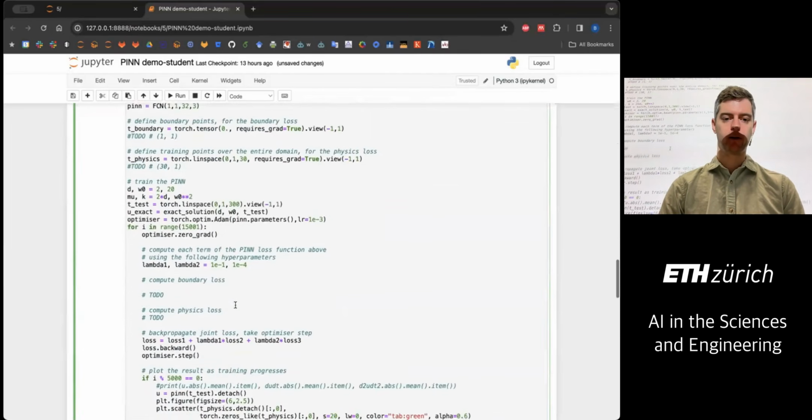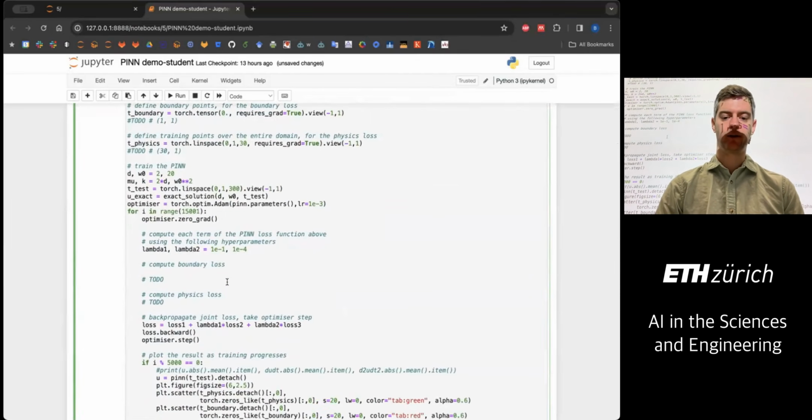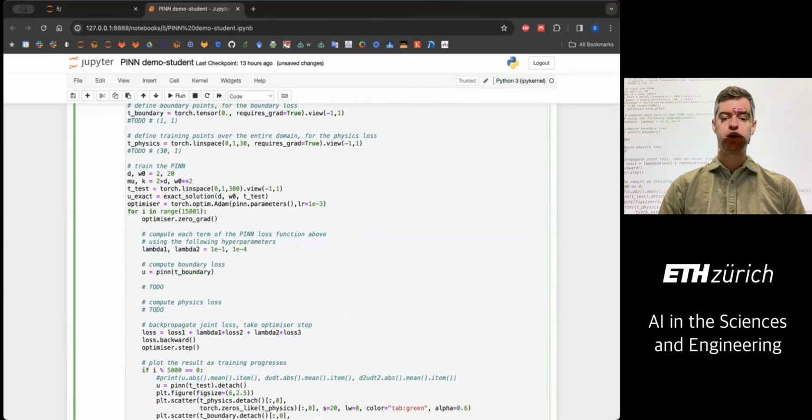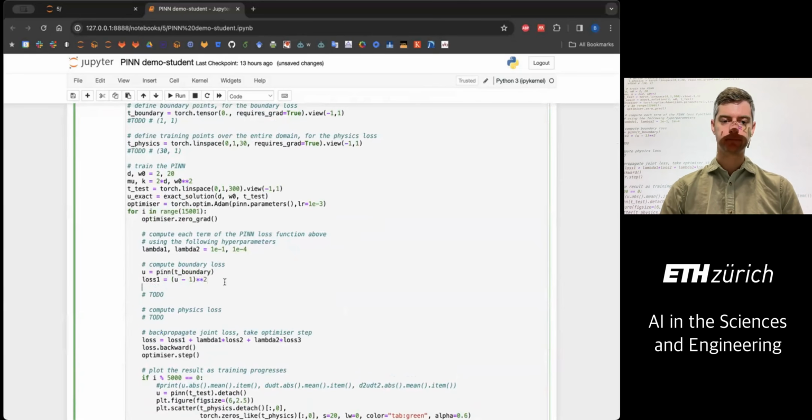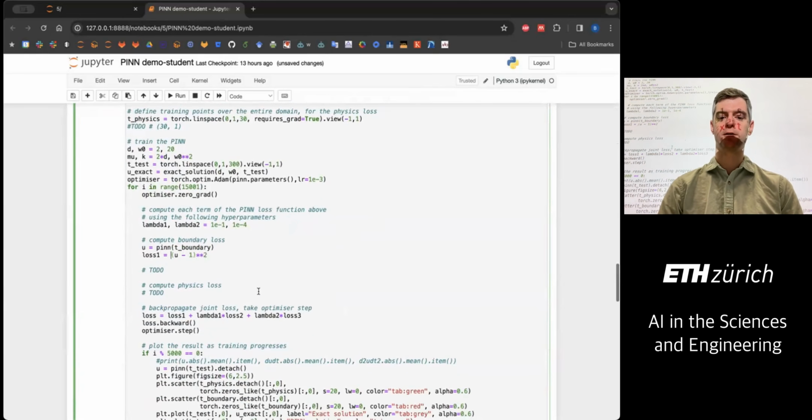And so we're going to say, first we need to compute the solution using the PINN. So we just call the PINN with our boundary point. And then we want the first loss to be the difference between the network's prediction and 1. And we're going to square this. So very simple first loss function. The only other thing I'm going to do is squeeze it, which just turns it into a scalar value, which is appropriate for PyTorch.